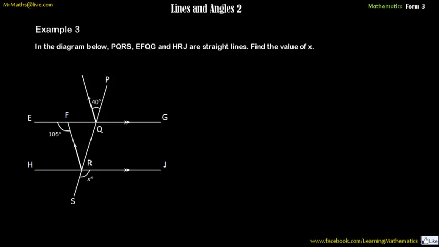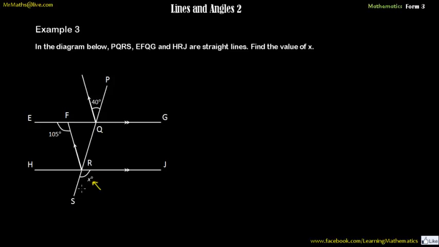In the diagram below, PQRS, EFQG, and HRJ are straight lines. Find the value of X. Okay, this is a little bit tough. This is actually an actual PMR exam 2012, paper 1. So this is the value X that we are looking for. Okay, this diagram probably looks a little bit intimidating. Let me try to give you some clues.